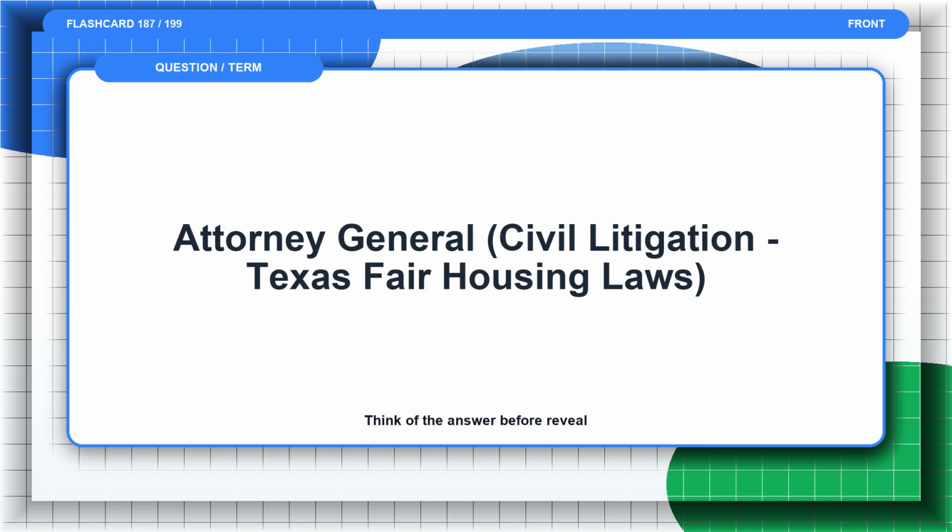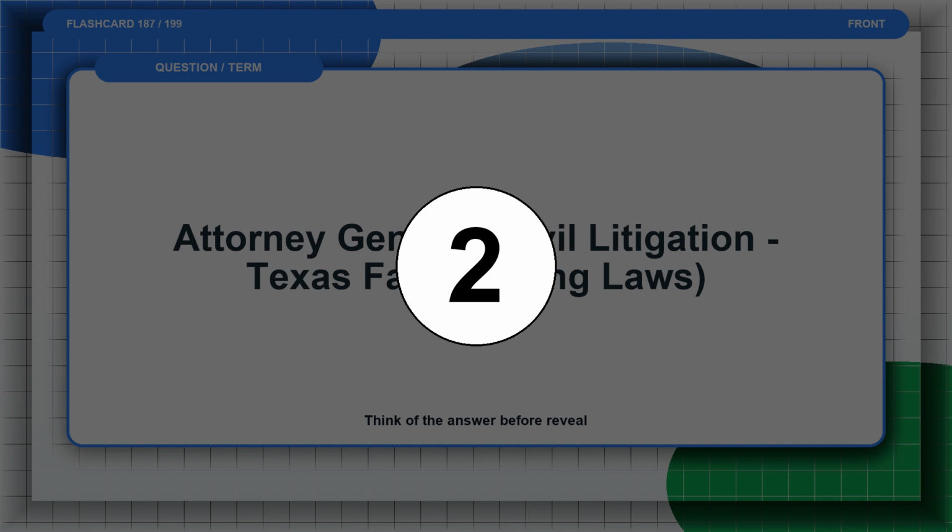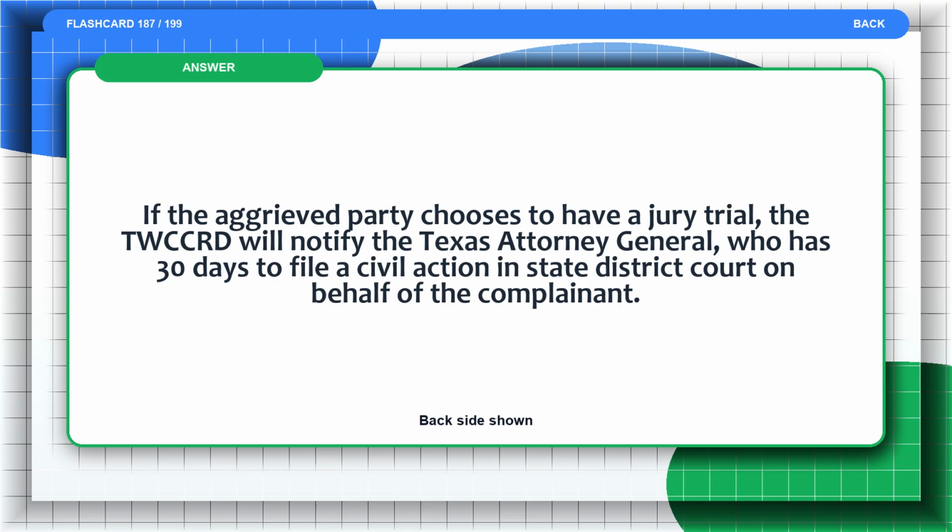Flashcard 187. Attorney General civil litigation, Texas Fair Housing laws. Pause and think of the answer before the reveal. The answer is: if the aggrieved party chooses to have a jury trial, the TWCCRD will notify the Texas Attorney General, who has 30 days to file a civil action in state district court on behalf of the complainant.